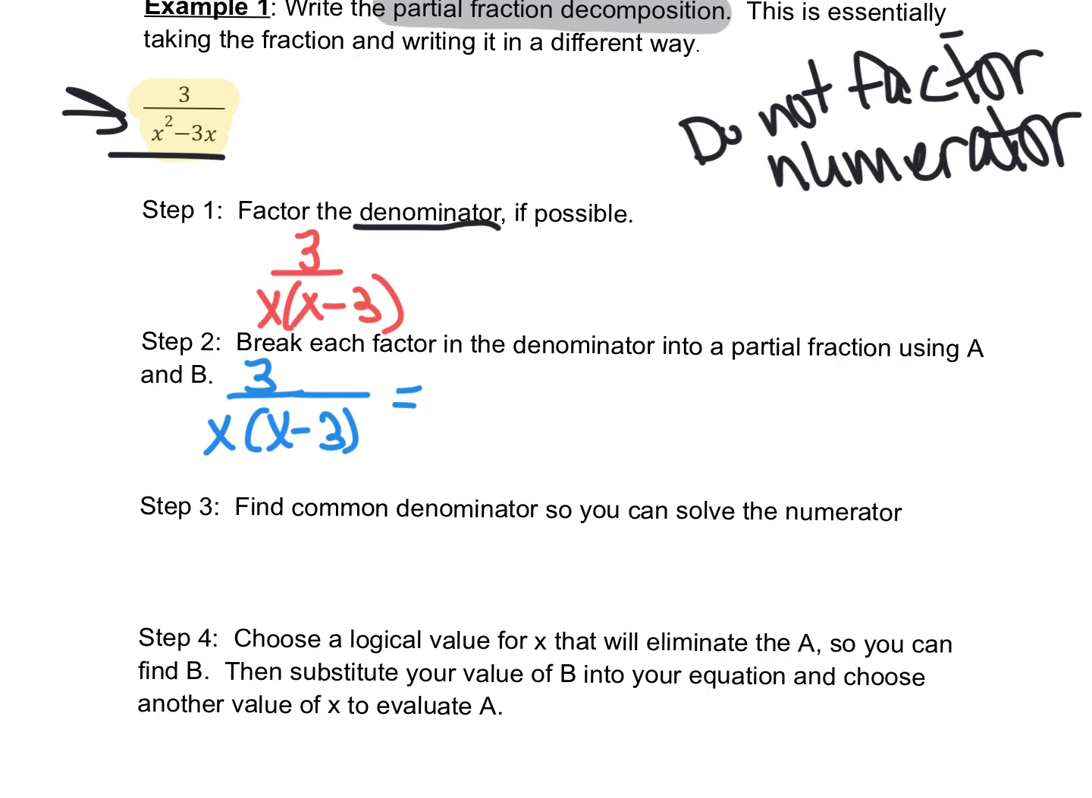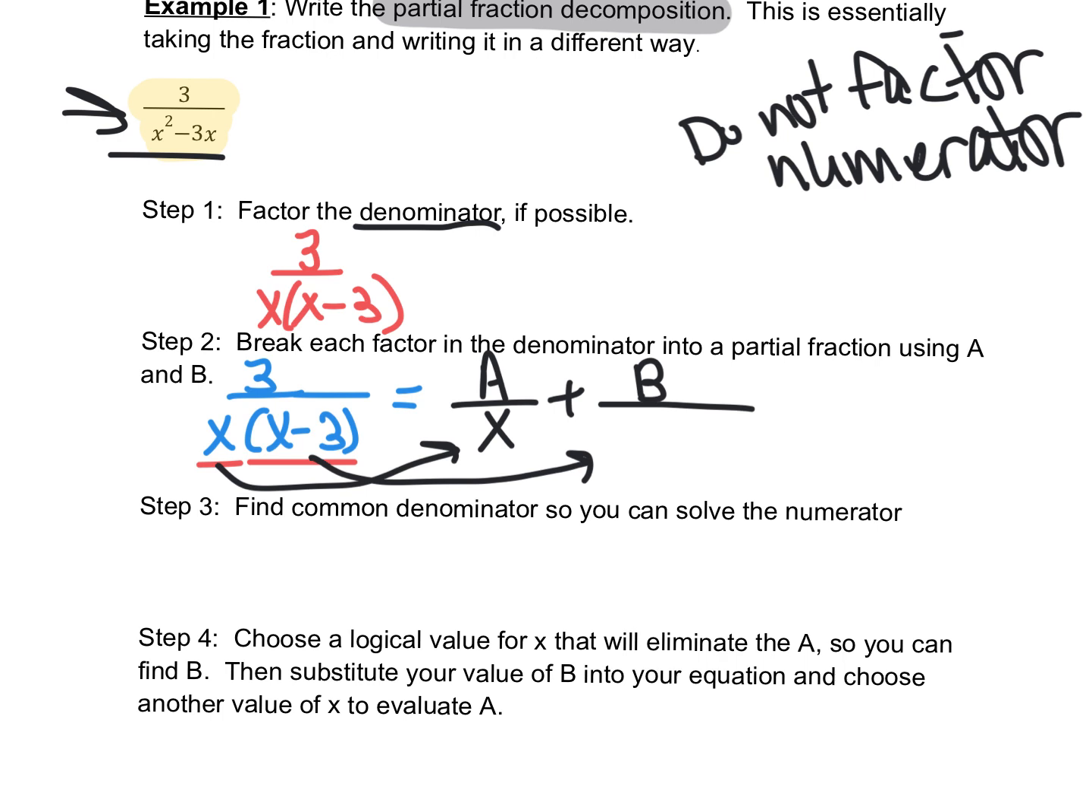And we are going to take each factor in the denominator and break it apart into a piece, okay? So it says break each factor in the denominator into a partial fraction using a and b in the numerator. So we're going to put a in the top, and our first factor is x, so we just put that over there, plus b.